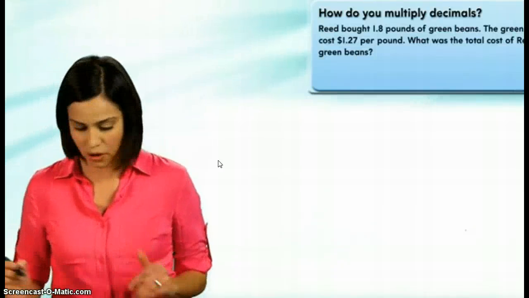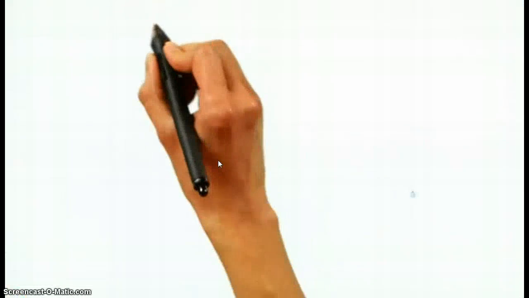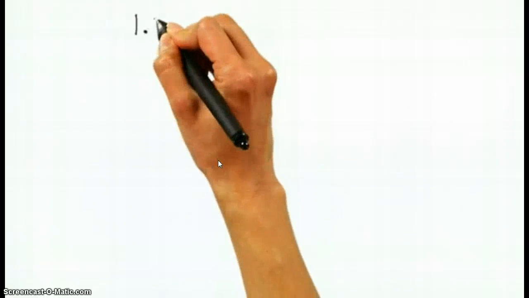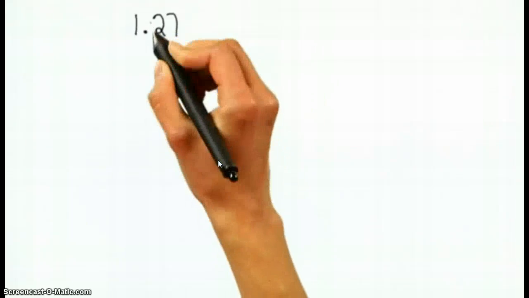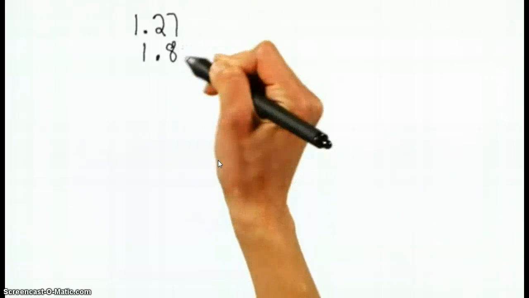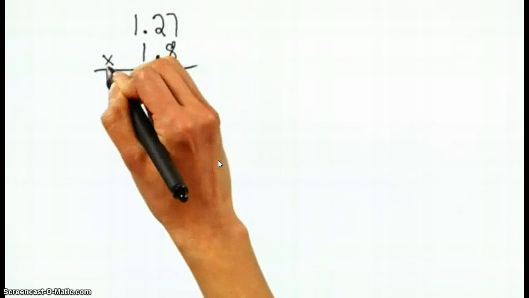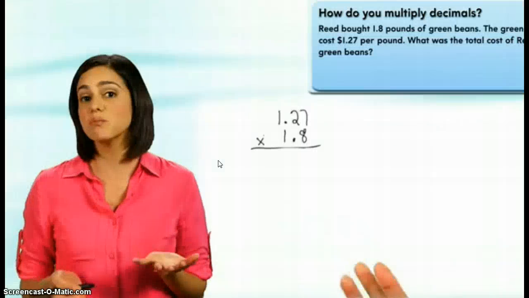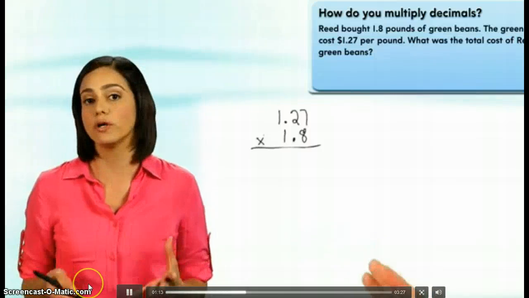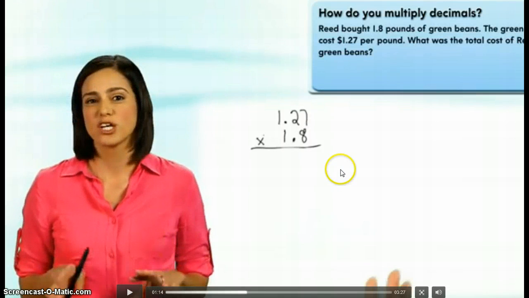Let's bring in our factors. $1.27, and then our pounds was 1 8/10. Now, when we multiply decimals, we actually multiply them the same way we multiply whole numbers. Now right here, you don't have to line up the decimals, but you need to line up the numbers. You should see the 7 with the 8 below it and the 2 with the 1 below it.